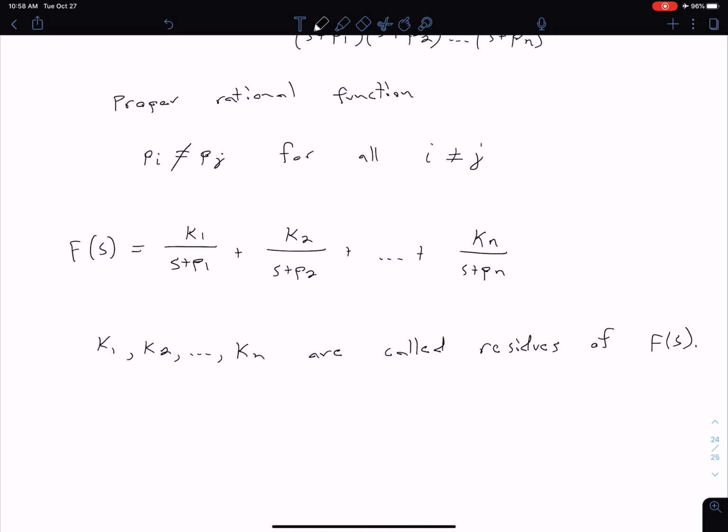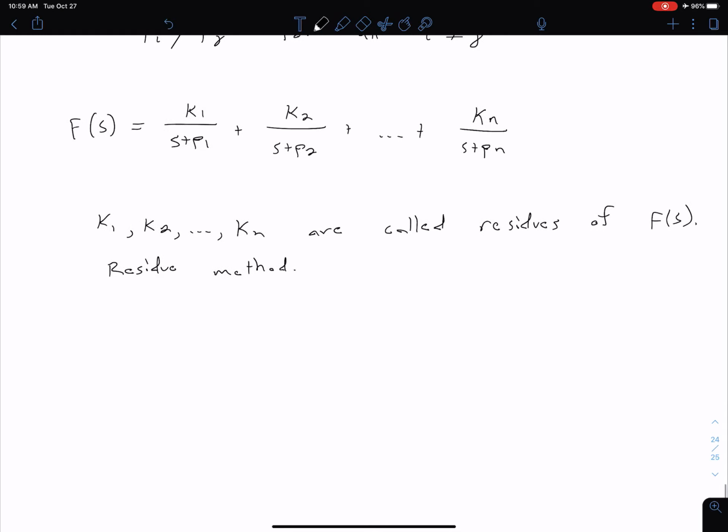And so what we're going to look at here is something called the residue method. There are other methods which I'll mention later on, an algebraic method, but personally I find this residue method to be a lot easier. So in the residue method, considering this equation up here, we're going to multiply both sides of that equation above by the quantity s plus p1.